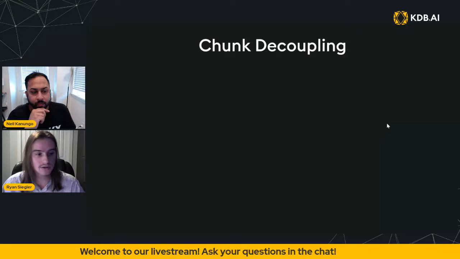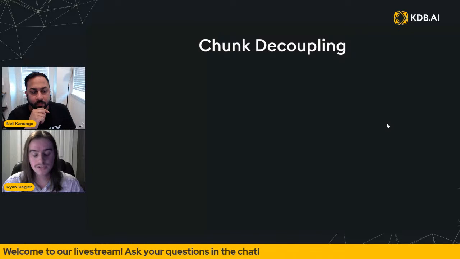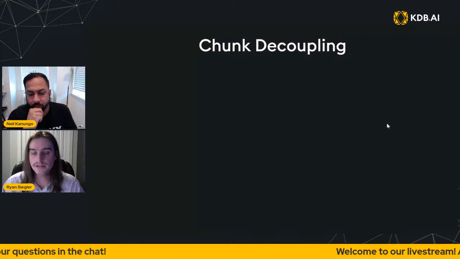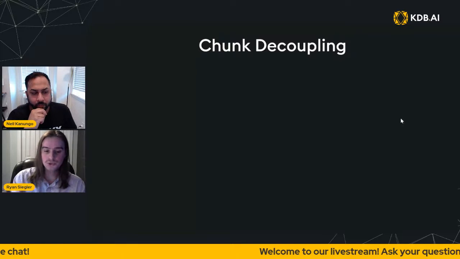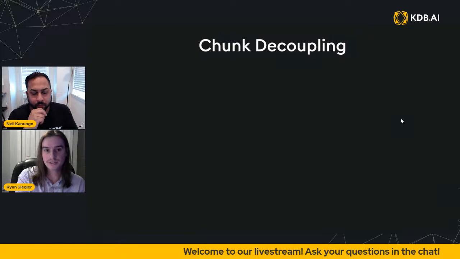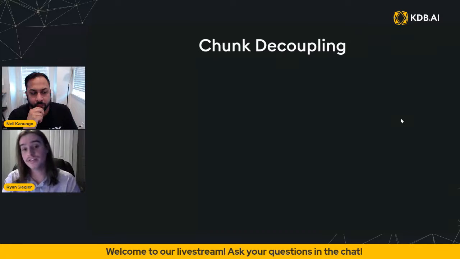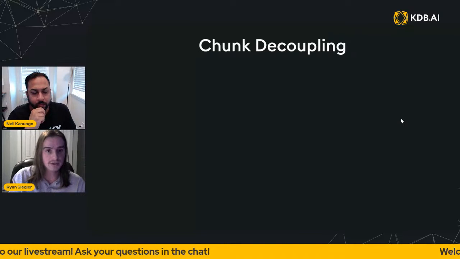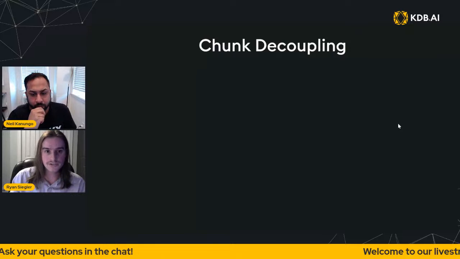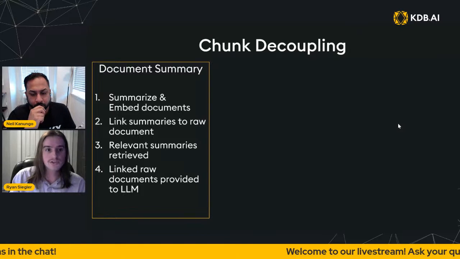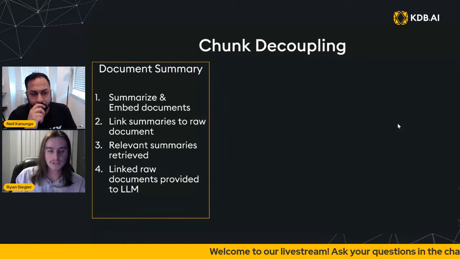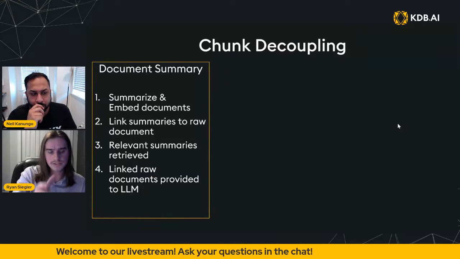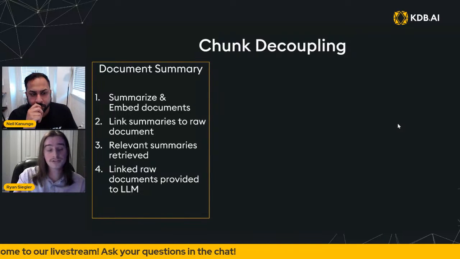All right, so the next topic here is called chunk decoupling. And this is the concept of treating the generation piece and the retrieval piece differently, because they're really 2 different steps. So we can treat them differently. And here's a couple ways we can do this. So one way is called document summary. And this is where we take our documents that we're ingesting and we do a summarization on those documents.